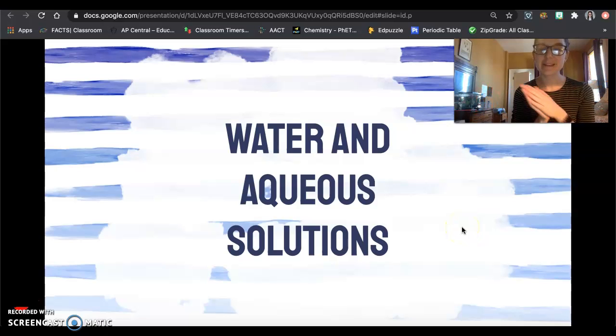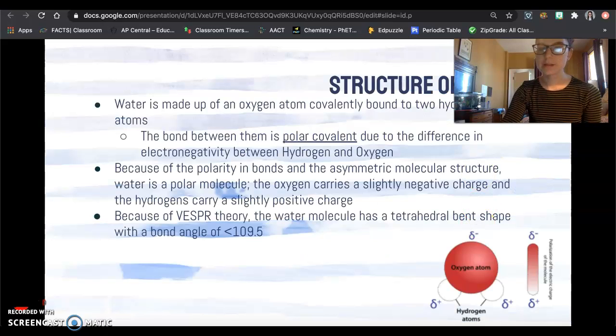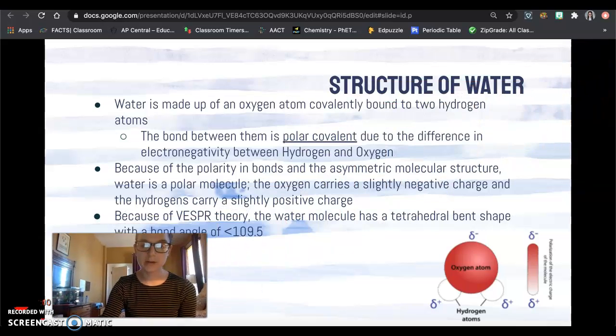Hey PChem, today we're going to review some properties of water, why it is the way it is, and also aqueous solutions, which are solutions made with water. So first, really important thing to talk about is the structure of water.